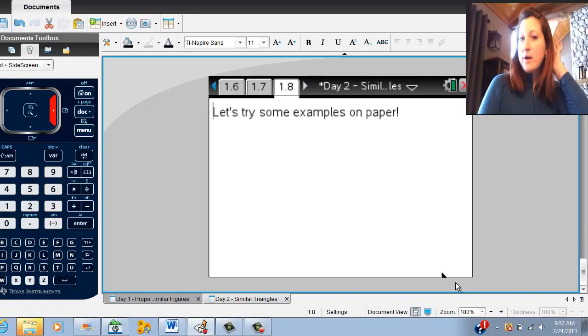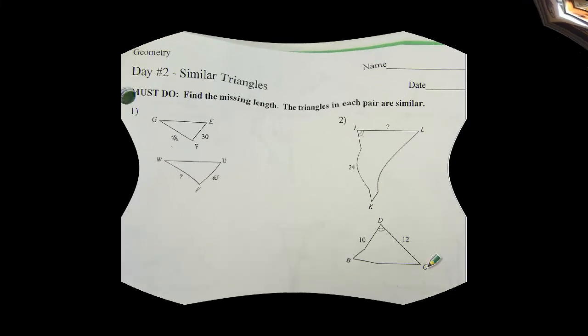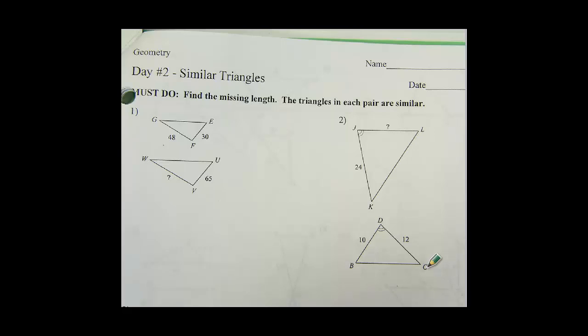Alright, so what we're going to do, I'm going to again do some of the examples out of your packet with you, just so that you can see how to do them and actually get some of your packet done. So the examples that I want to take a look at today for day 2 are the first 2 in your packet, and then we'll go to the ones where you have to figure out what method you can use to prove the triangle is similar.